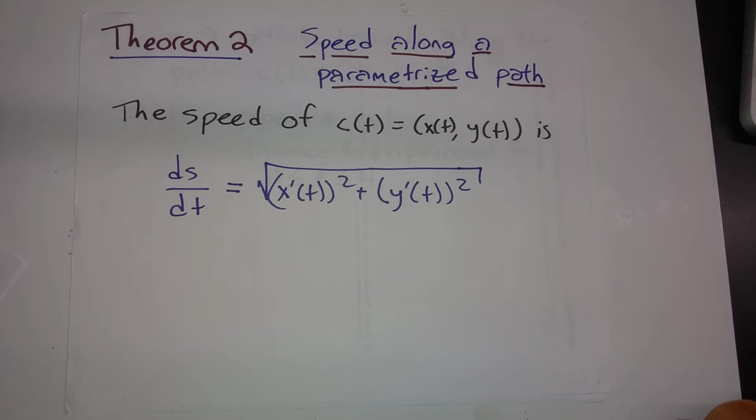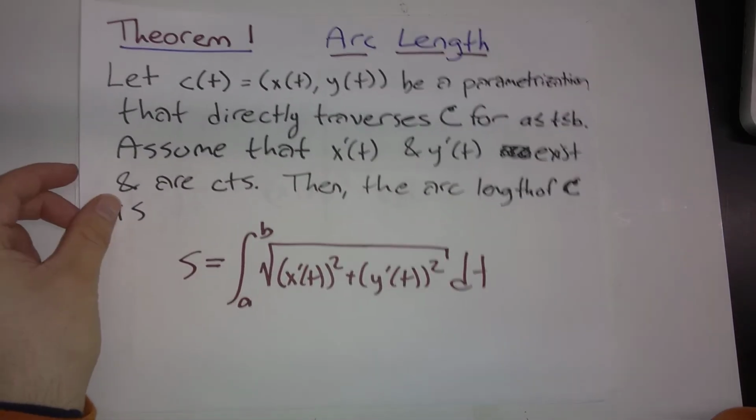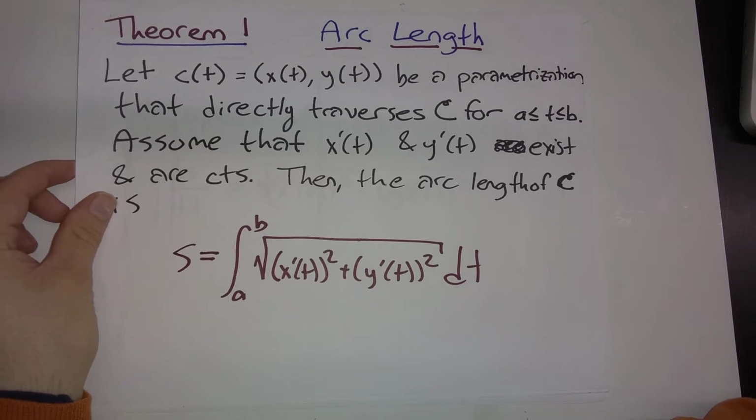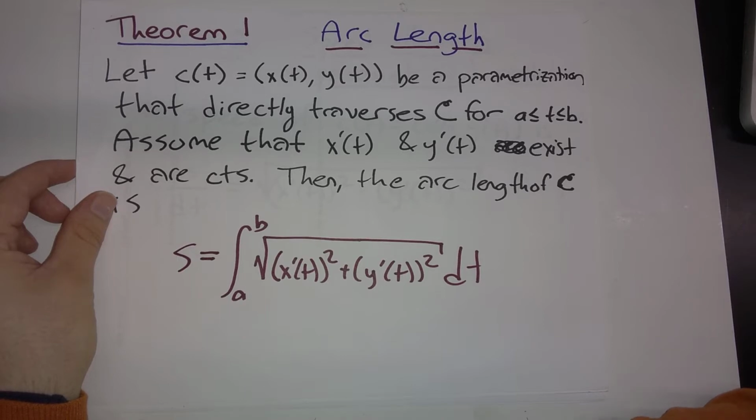Two little justifications for this. It makes sense that integrating speed gives you arc length here. I mean, adding up your entire speed when you're driving your car down the road is going to give you, adding up in a particular way, the total distance that you traveled.